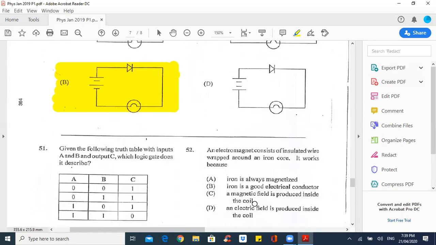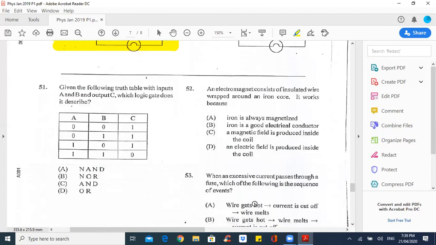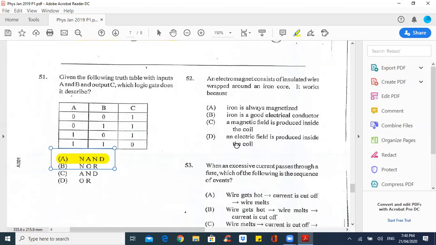Number 51. They said, given the following truth table with inputs A and B, output C, which logic gate does it describe? Let me think. When both switches are off, there's a 1. When either of them is off, there's a 1. But when both of them are on, there's an off. So that means it is a NAND gate, because only when both of them are on, then it is off. Good. So see the idea of a NAND gate.